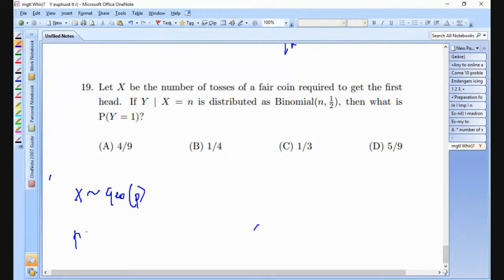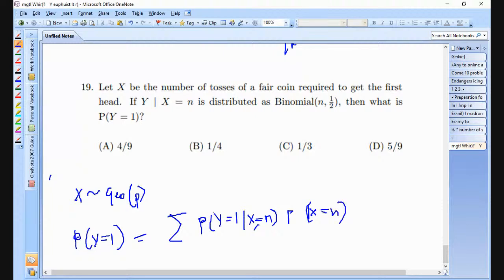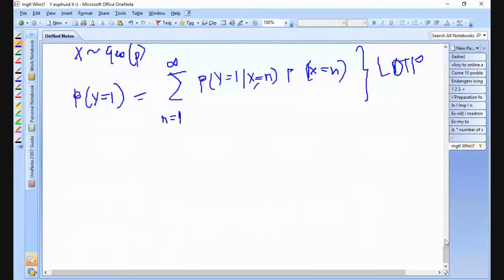Probability Y is equal to 1, you're doing it like this, right? Summation of probability Y is equal to 1 given X is equal to N, into probability of X is equal to N. So what is this result called? Oh, this is law of total probability. Yes, law of total probability, exactly. So you have to use the law of total probability. Perfect. You're right. And we know the individual distributions.